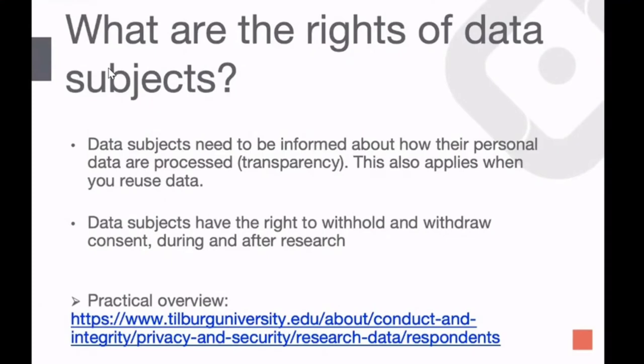And also important is that data subjects have the right to withhold their consent, which makes sense. They can say no when you ask them to take part in your research, but they also can withdraw their consent, and they can do that during and after research. And you have to handle such a request in your research.